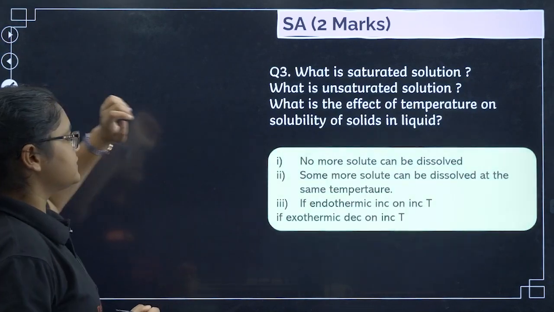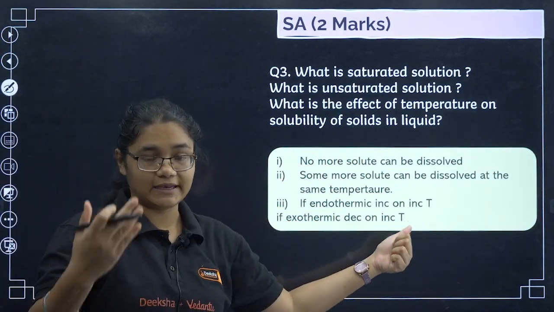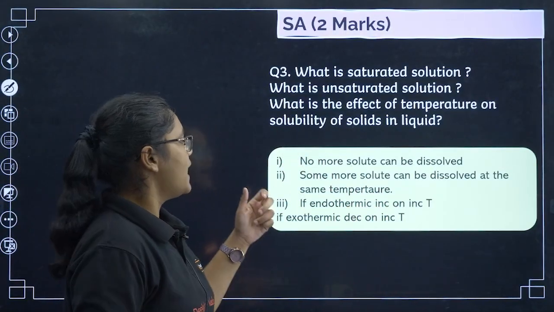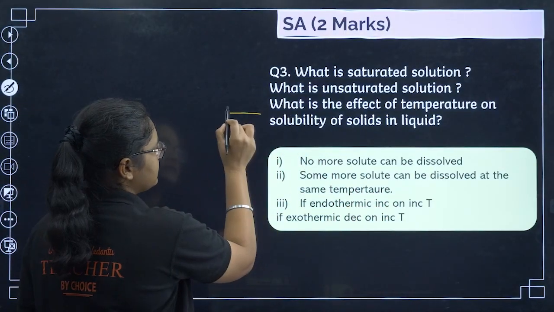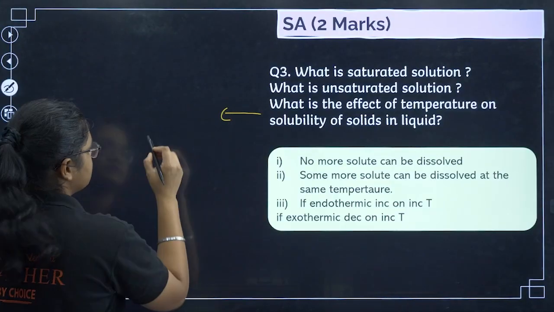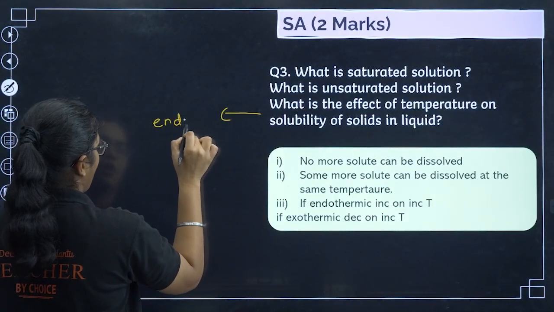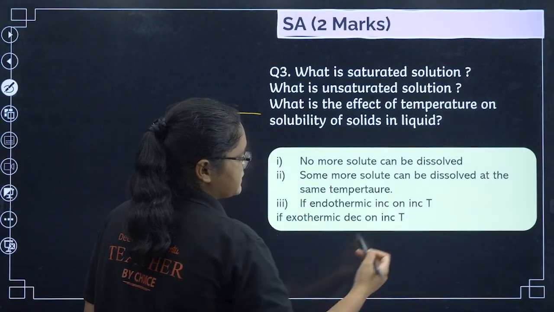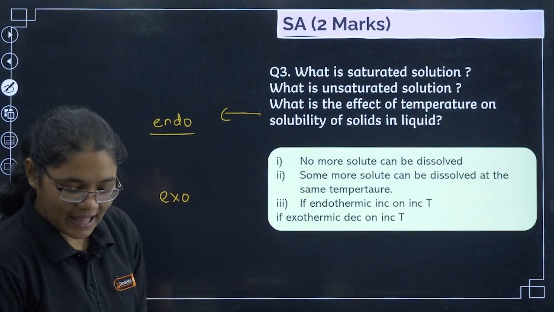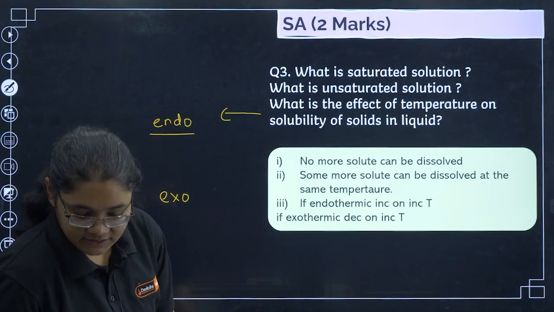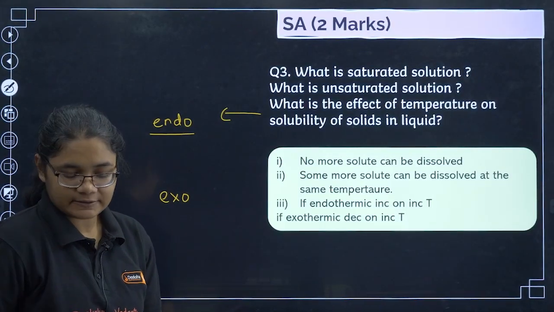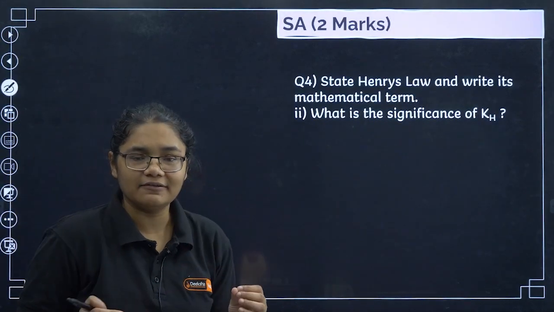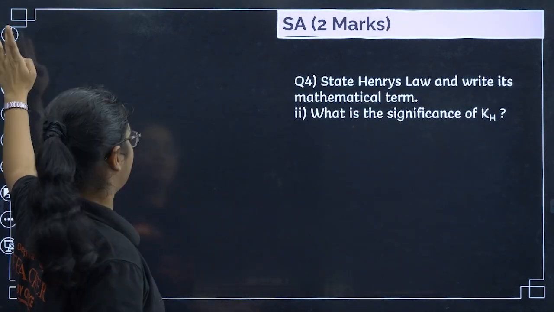Saturated solution means one where you cannot dissolve any more solute, and unsaturated solution is one where some more solute can be dissolved. For the solubility of a solid in a liquid, this process can be either endothermic or exothermic. If it is endothermic, then with an increase of temperature the solubility will increase, and if it is exothermic, with an increase in temperature the solubility will decrease. Clear? Next, state Henry's law, its mathematical form and the importance of the KH value.